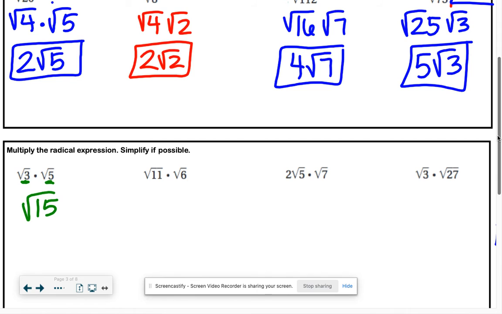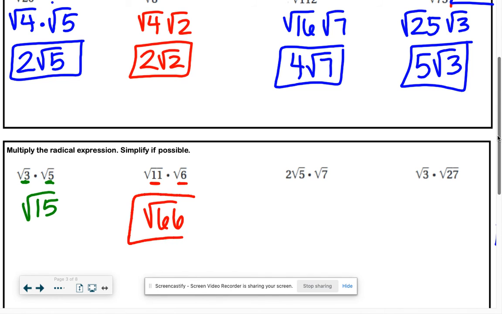Okay, what about this one? 66. All right, let's see if there's a perfect square that goes into 66. Try it out again, you guys. It's just guess and check. 33? Is 33 a perfect square though? No. So none of them go in, so we're done.